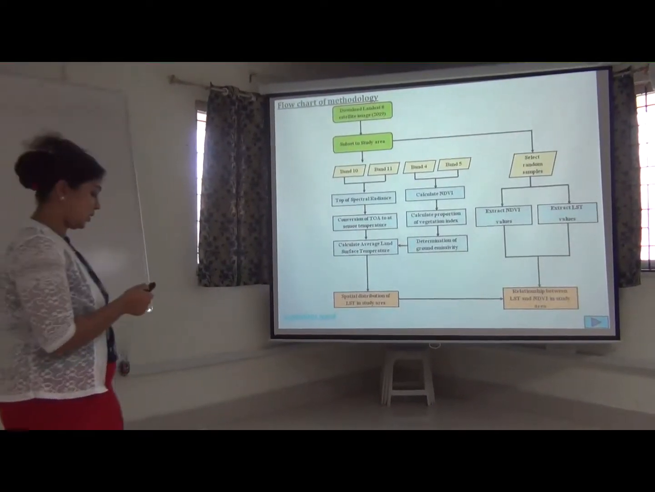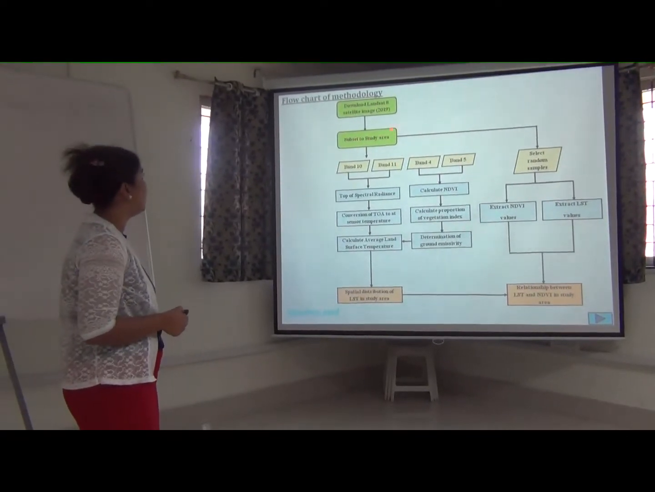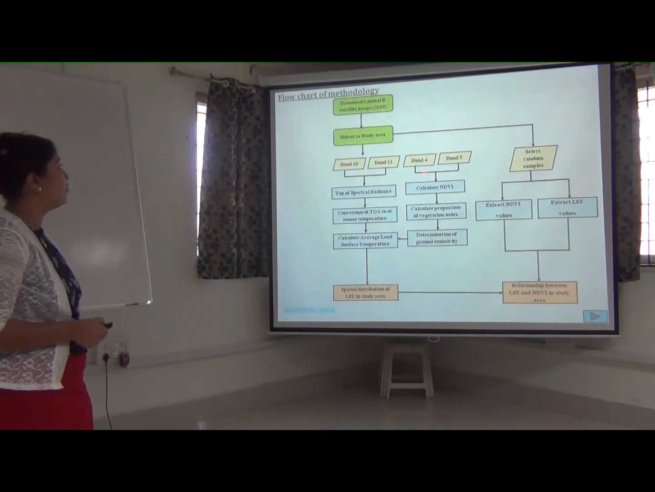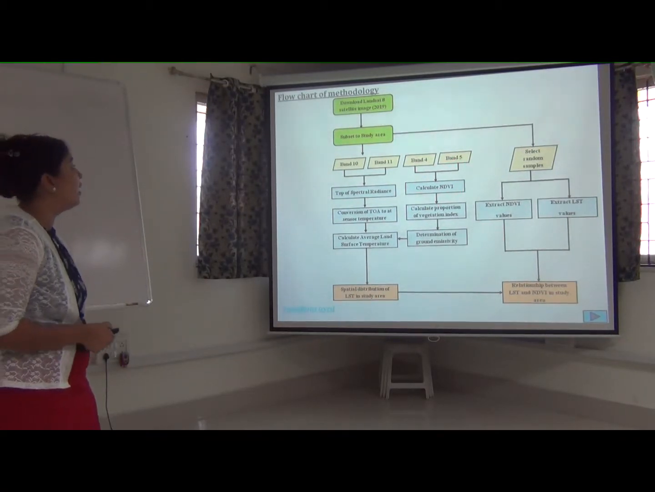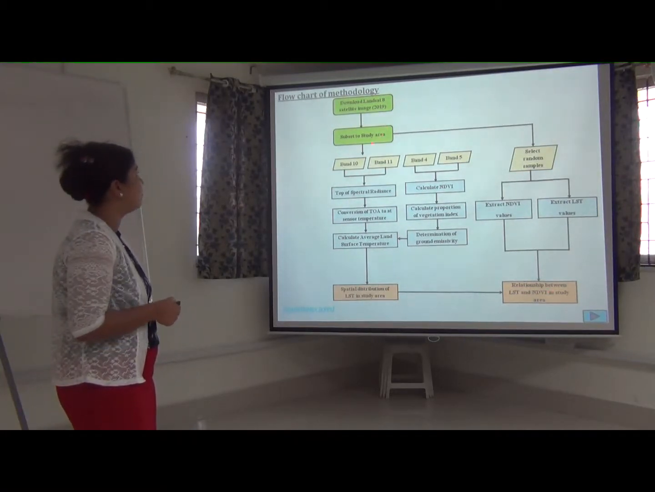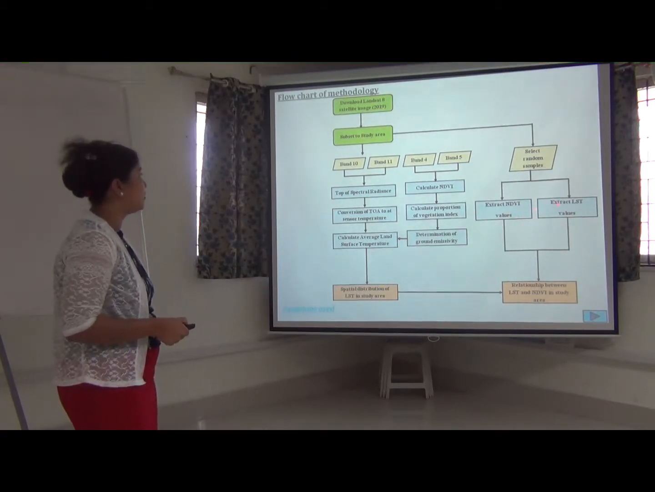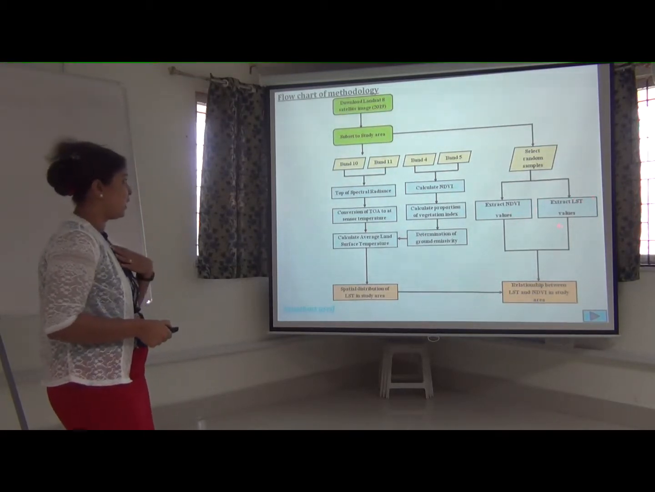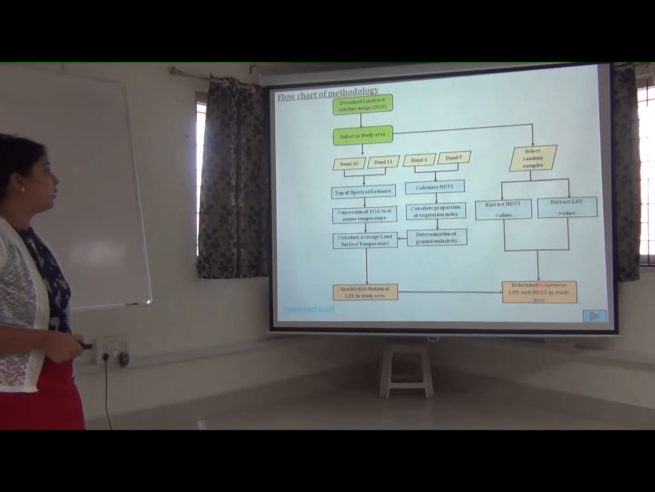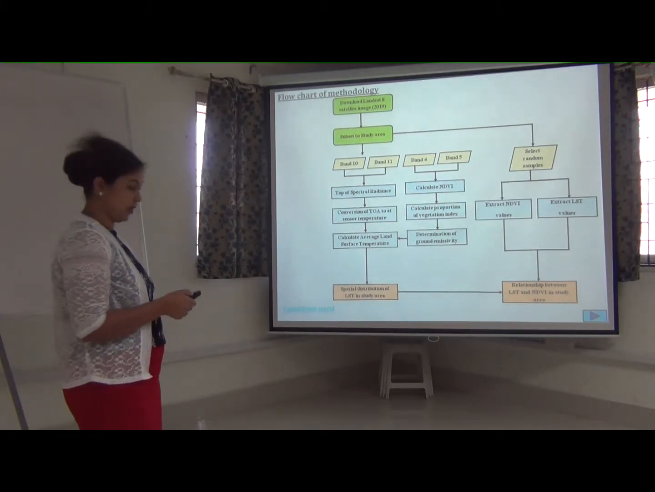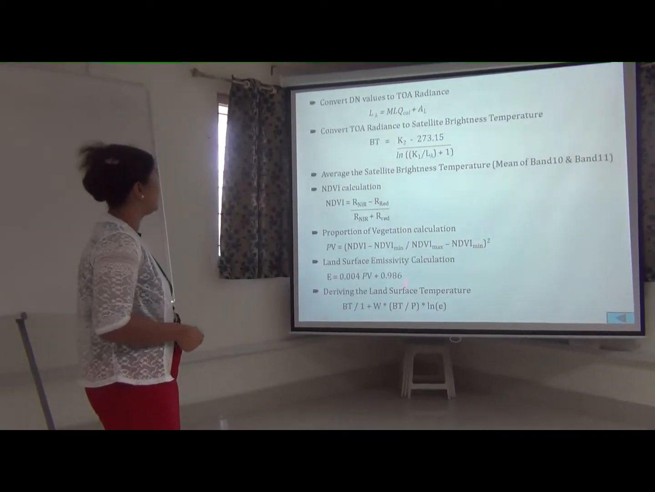This is the flow chart of the methodology. First, download the image, then subset to the study area, and from there I have used bands 10, 11, 4 and 5. Bands 10 and 11 are for the extraction of land surface temperature, and bands 4 and 5 for the extraction of NDVI. To develop the relationship, I have selected some random samples from the study area and extracted NDVI values and land surface temperature values, and by incorporating these I can establish the relationship between the land surface temperature and NDVI. These are the equations that I have used for the study.